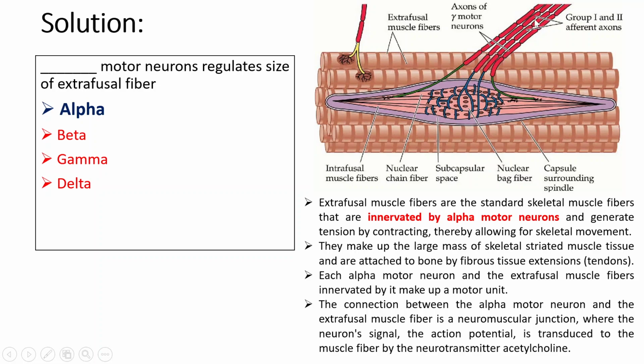So you can see in the adjoining figure, these are the axons of the gamma motor neurons which innervate the intrafusal fibers here. Then we have the extrafusal muscle fibers which are innervated by the alpha motor neurons, which I guess is not shown in the picture.